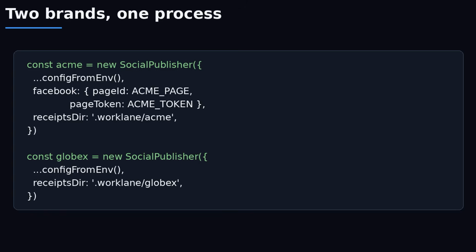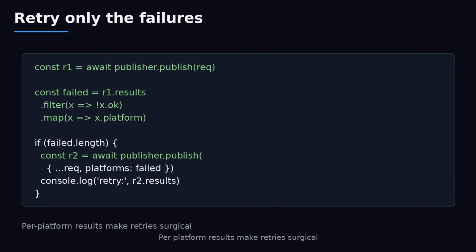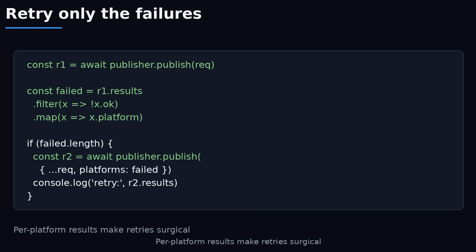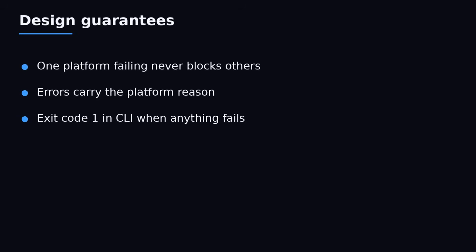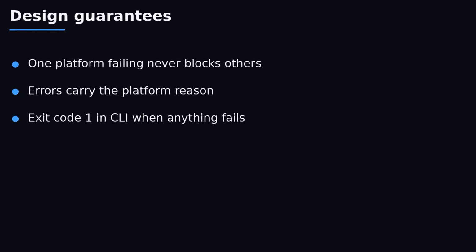Error handling is where the per-platform receipt design pays off. When a publish partially fails, filter the receipt for the failed platforms and call publish again with just those. The successful platforms are never reposted, so you never spam your audience with duplicates. Every error carries the platform's own reason string, so you can log it, alert on it, or show it to a human. And in the CLI, the exit code is one whenever anything failed, which makes automation trivial.